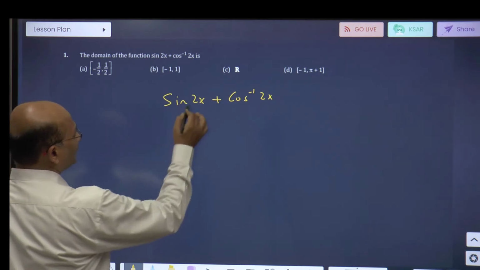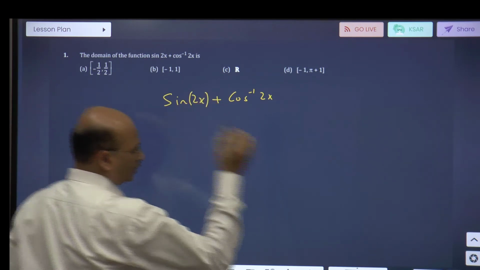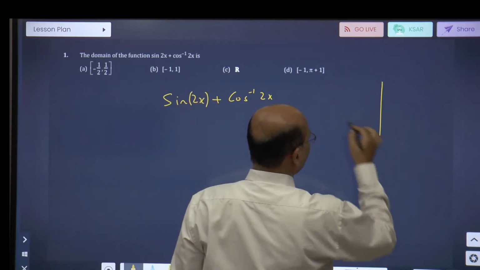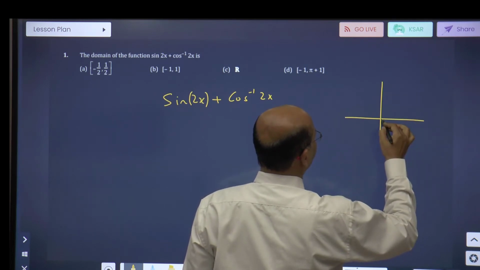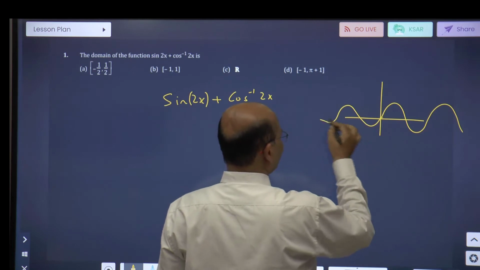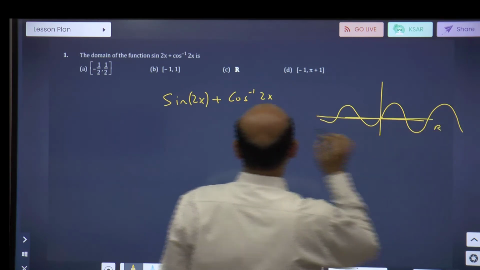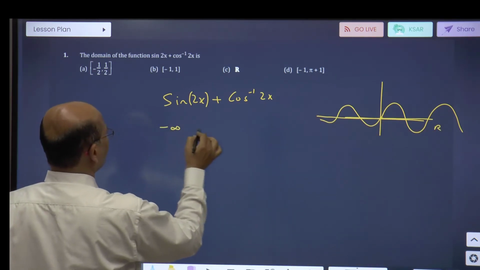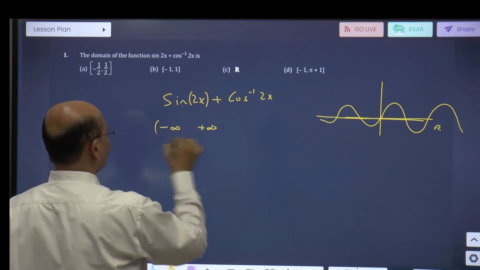But in this case, whenever there are two functions, the common domain will be the domain for this particular function. So sine 2x is a normal trigonometric function. If you remember the graph, it moves like this and it goes like this. That means all real numbers, the domain of this is minus infinity to plus infinity. Do you agree with this?